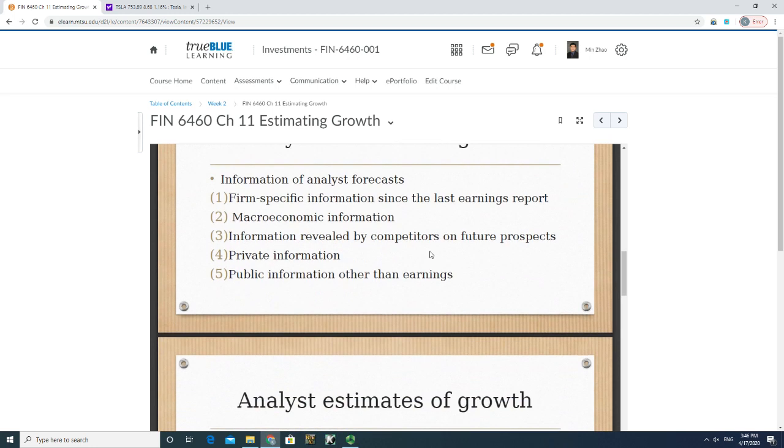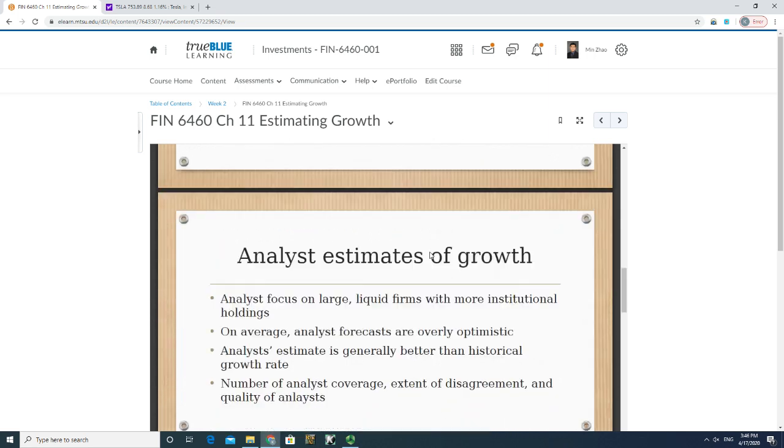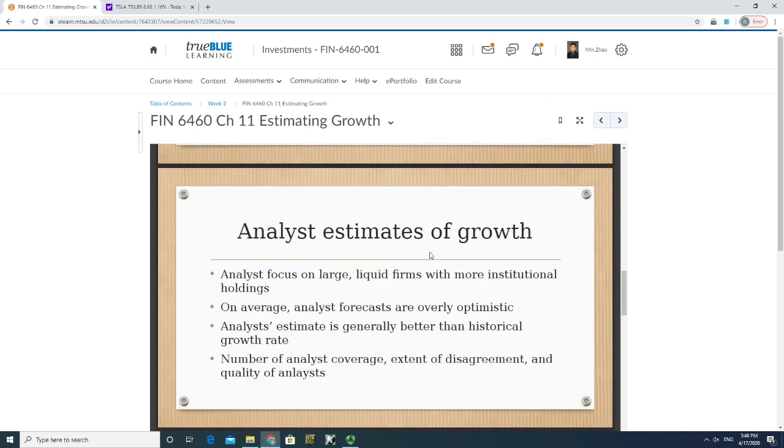And for the analyst approach, analysts look at the fundamentals of the business. They look at firm-specific information, macroeconomic information, information revealed by competitors on the future perspectives, as well as private information and other public information. Analysts work very hard on a daily basis, collecting all this information, trying to get the most recent estimation of growth.